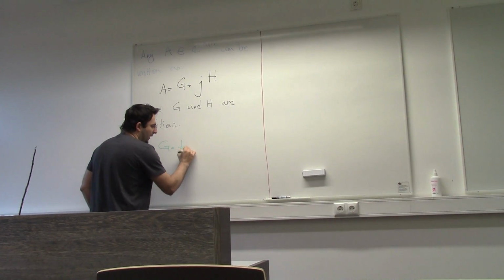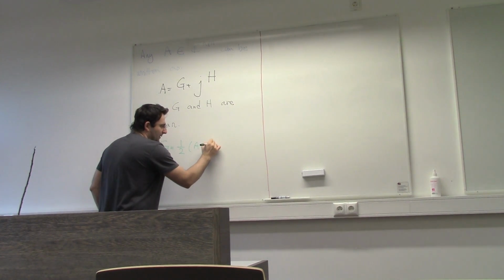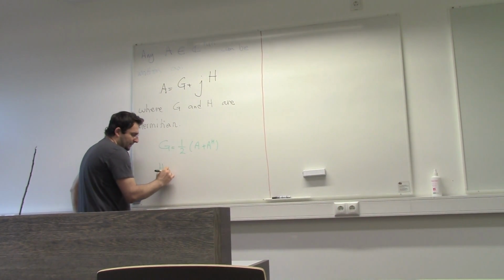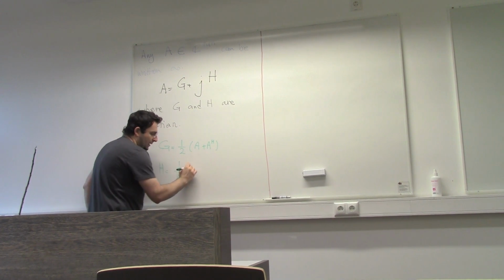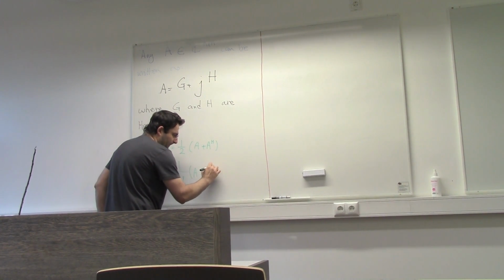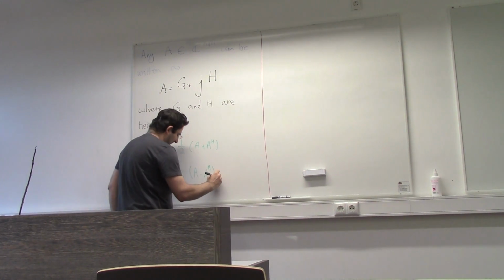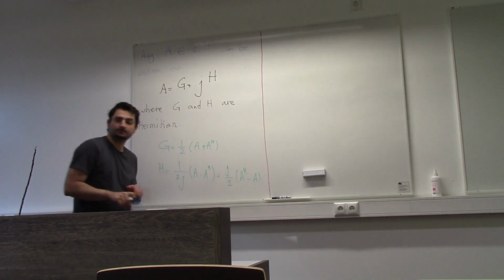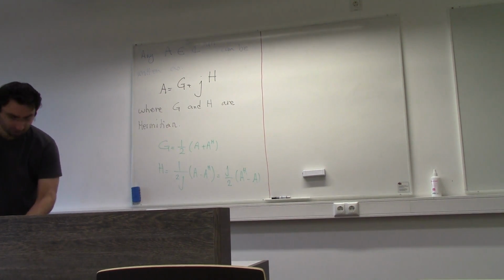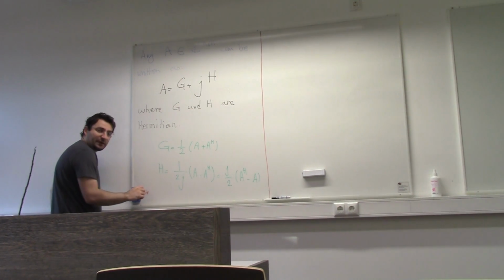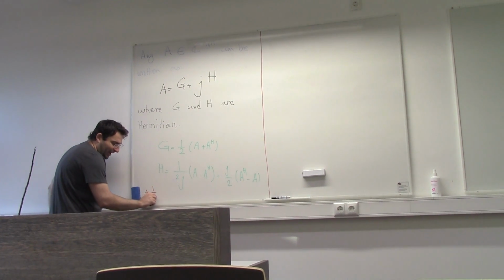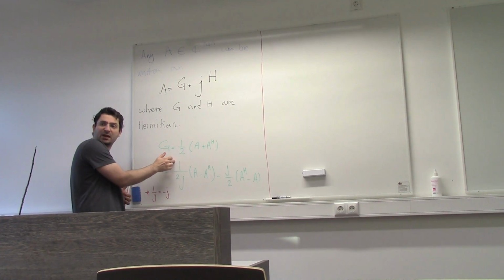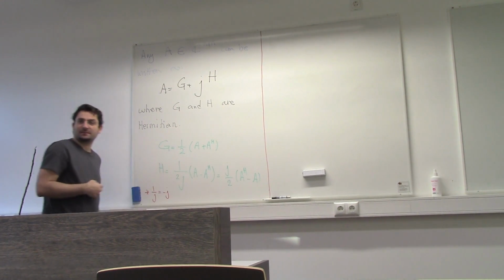G is half of the addition of A plus A Hermitian, and H is 1/2J of A minus A Hermitian, or in some books you might see it written as J divided by 2 multiplied by A Hermitian minus A. We may recall that 1/J is minus J. So if we put the J into the numerator, we have to multiply everything by a minus.